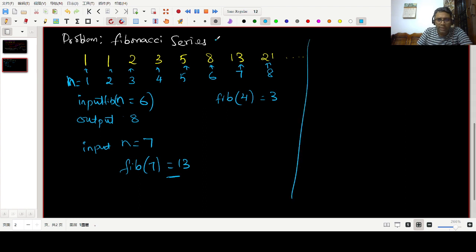Here, as I mentioned, what is the most important thing? To find the base condition.